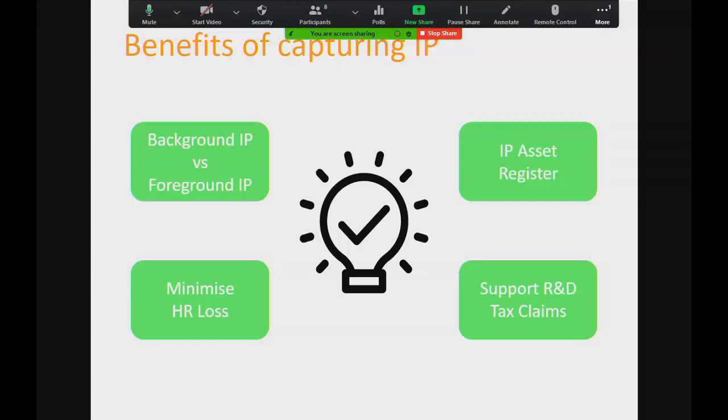And if you're going to do R&D tax claims, everyone's going to do R&D at some point. Having an IP asset register, inventions codified, experiments captured in some lab notebook, they all really help that process. The R&D tax advisors love it.